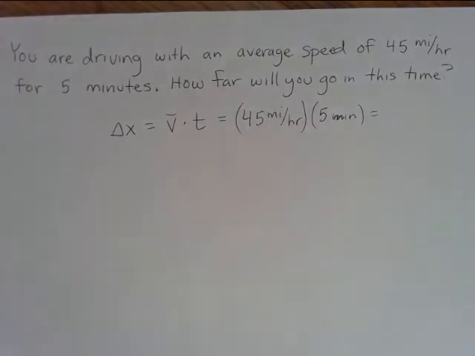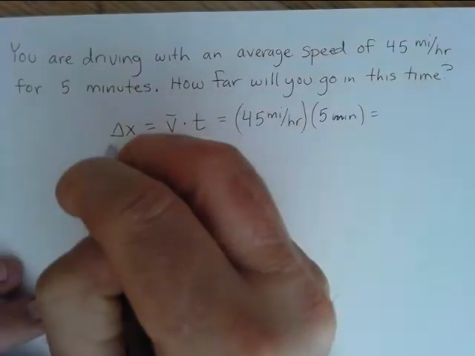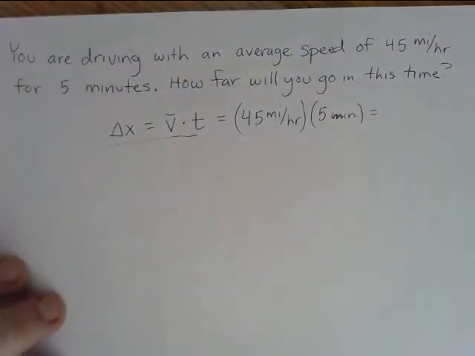So what I have here is a very simple example problem. It says you are driving with an average speed of 45 miles per hour for 5 minutes. How far will you go in this time? If I was going to try to solve that problem, I would use this equation. This is the pretty common displacement equation when you know average velocity and time.